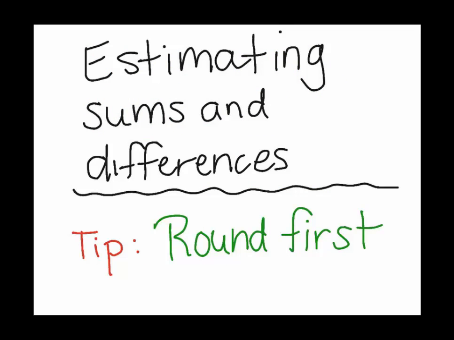So in our lesson today, we talked about estimating sums and differences, and the tip that we can take from this lesson is that we want to round the numbers first before we do the adding or subtracting. And we need to be careful how we round. If we have trouble with rounding, we're going to go back to our previous lesson that reminds us how to round.